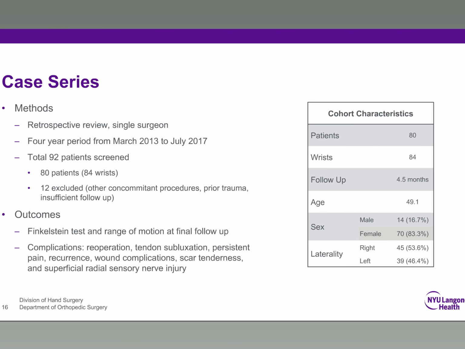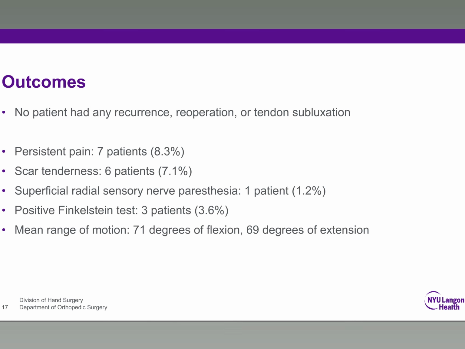So we looked at a case series here, 80 wrists over 4 years, and prospectively looked for complications such as injury to the radial nerve or need for reoperation, and looked at the outcomes. Notice that 83% of the patients were female, which is pretty common. So the outcomes were that no patients had any recurrences, reoperations, or tendon subluxations. About 8% had persistent pain, 7% had scar tenderness. One patient had superficial radial nerve problems. 3% had a positive Finkelstein's test with continued pain, and the range of motion was quite good.